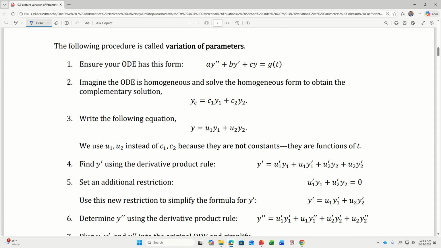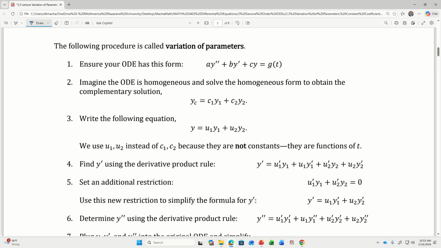How do we find the capital Y part? How do we find the particular solution? The procedure is called variation of parameters. And it goes like this. You make sure that you have a second order linear ODE with constant coefficients and a non-homogeneous term. Then you imagine the ODE is homogeneous, right? So just imagine that the right-hand side is 0. And you solve for the homogeneous complementary solution, like we talked about. We already know how to do that.